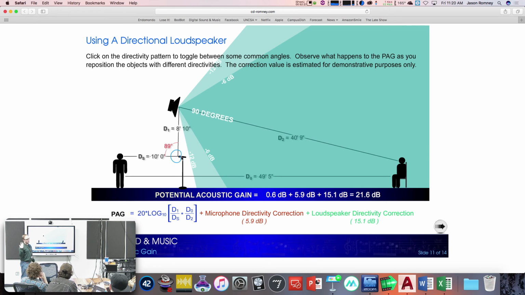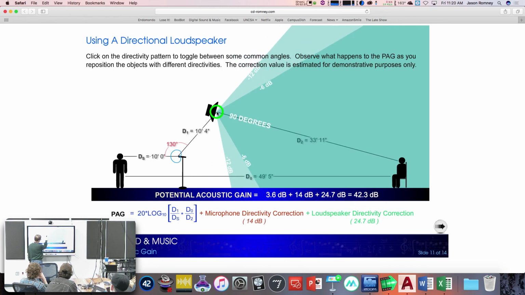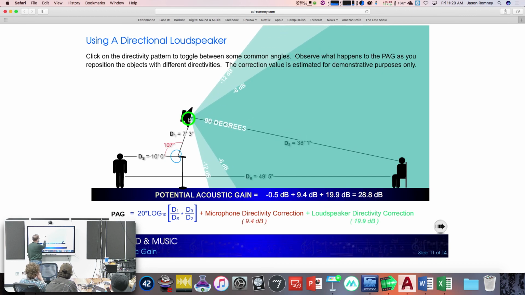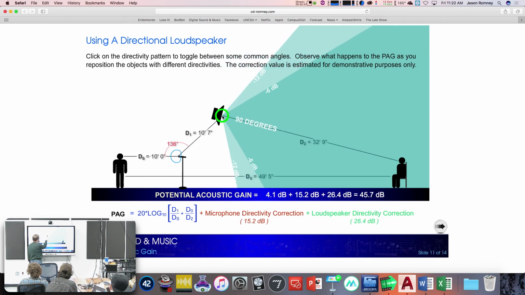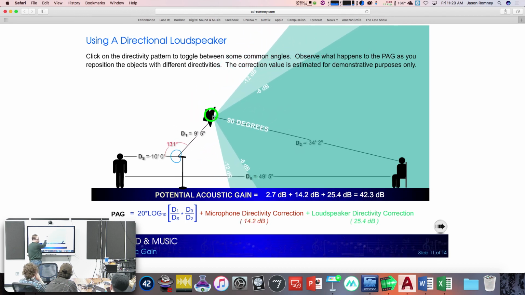So your only option at that point is, getting them closer is probably not going to do it because it's not going to pick everybody up. So can I move this any closer to the audience, right? Can I get it further up in the air? Moving this is the thing that's going to get you the most bang for your buck.